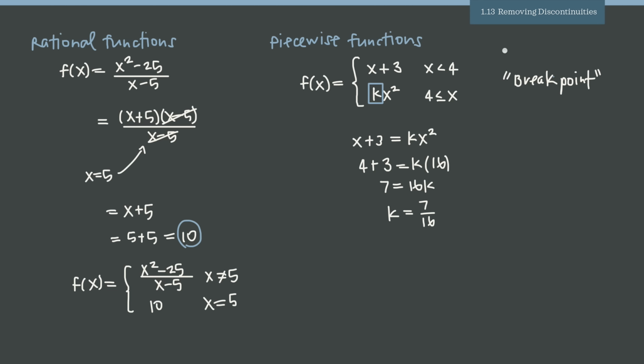And so this value here, k equals 7 over 16, is the value that will make this piecewise function continuous. And all that means is that at x equals 4, this is the value that forces these two pieces to join together so that there isn't a jump discontinuity between the two pieces.